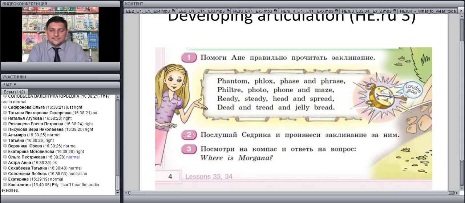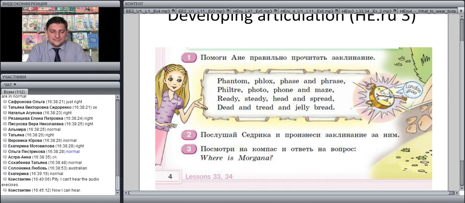Lessons 33 and 34. Exercise 2. Послушай Седрика и произнеси заклинание за ним. Phantom, flux, phase and phrase. Filter, photo, phone and maze. Ready, steady, head and spread. Dead and tread and jelly bread.